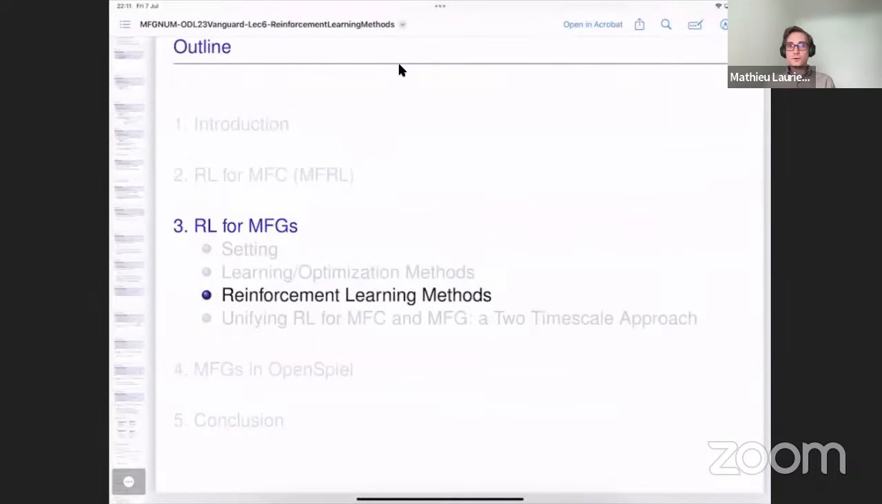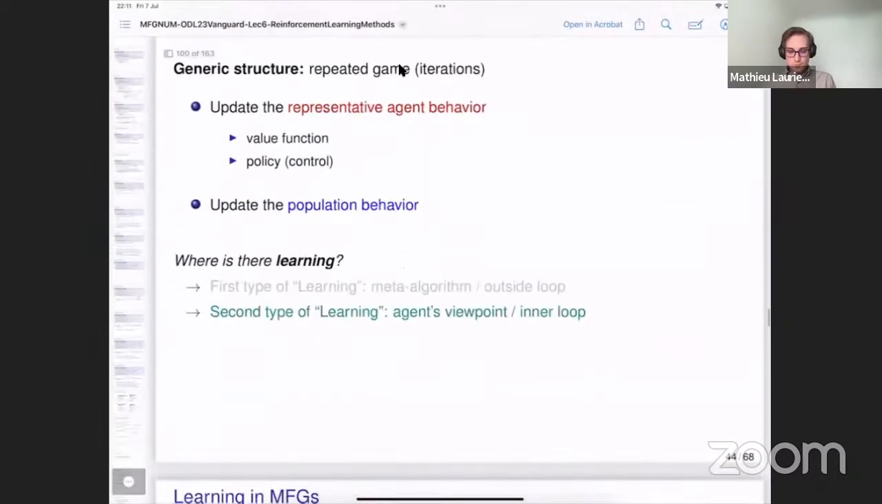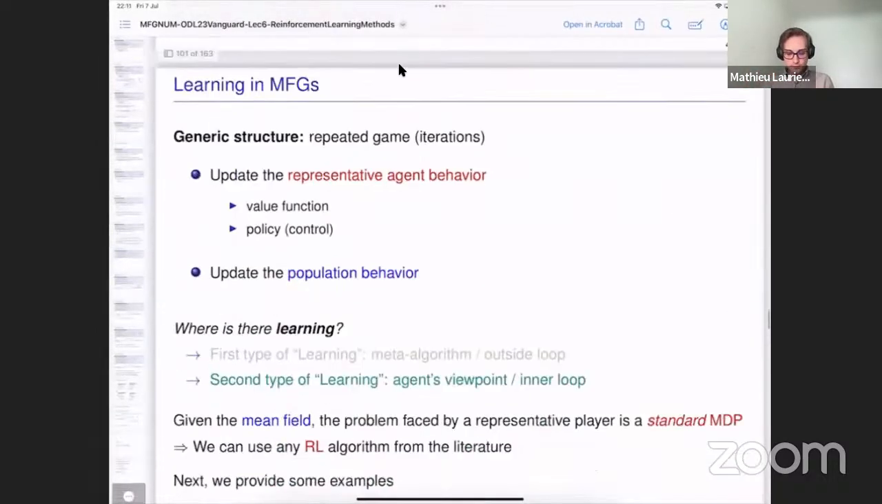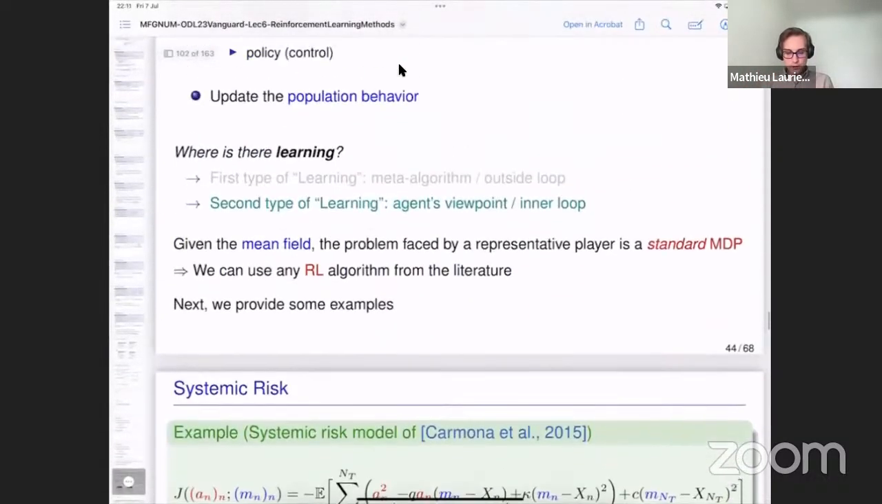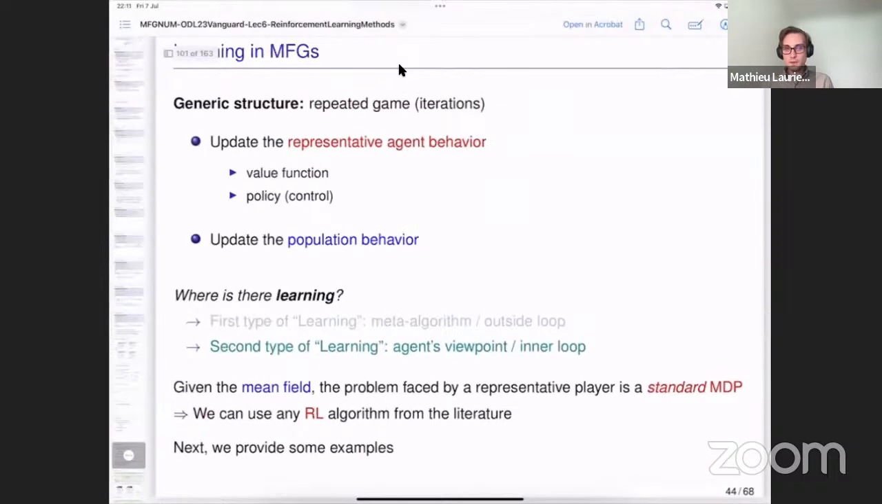All right, so now reinforcement learning. This is somehow the lower level learning at the level of the agent. We can use basically any reinforcement learning algorithm from the literature because mu is given to you and you update by doing a reinforcement learning method.